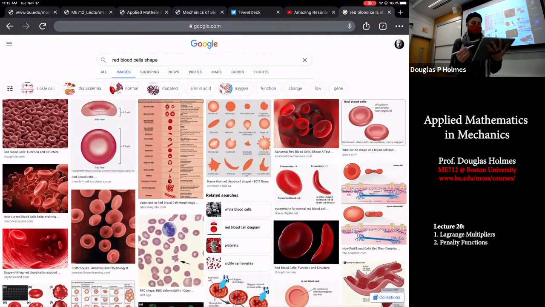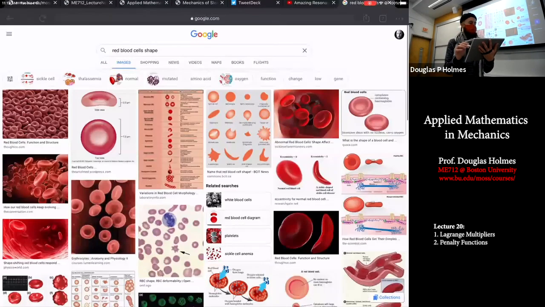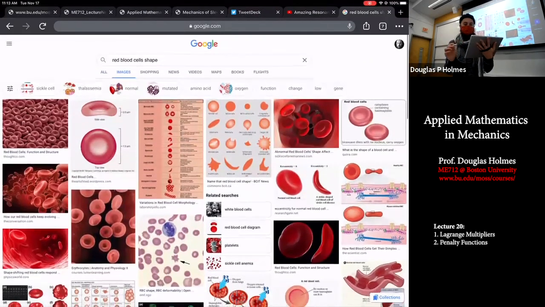So this is the kind of common shape that you see over here on the right, where it says red blood cell cytoplasm containing hemoglobin. It's almost like a donut, but there's no hole. There's just kind of a thin stretch of material, kind of where there would be a hole in a torus or a donut. That's what a healthy red blood cell looks like.